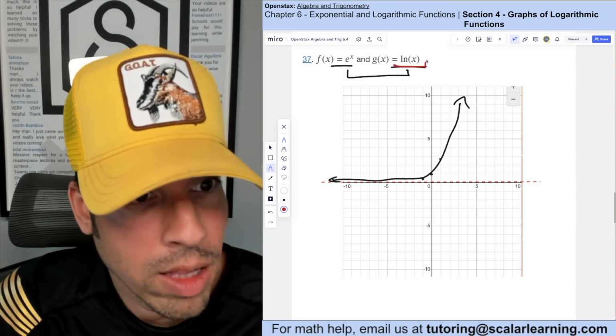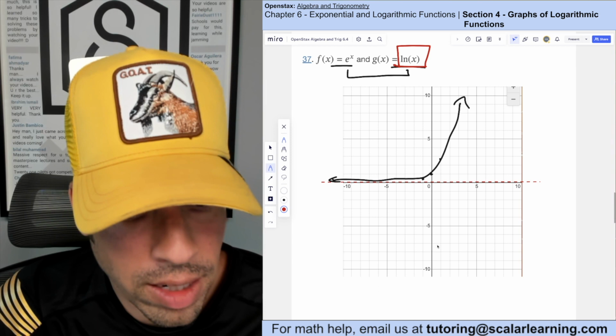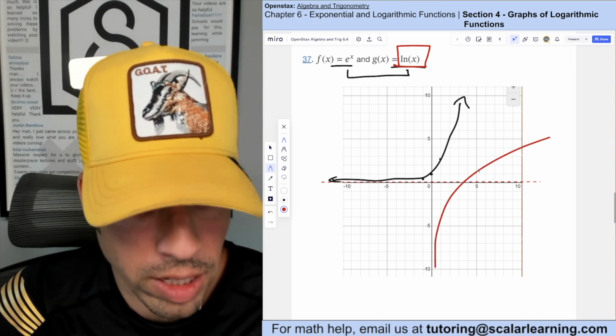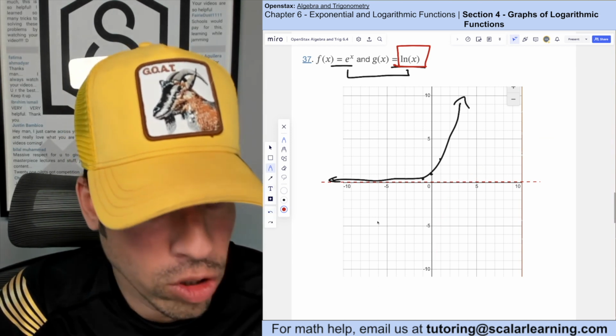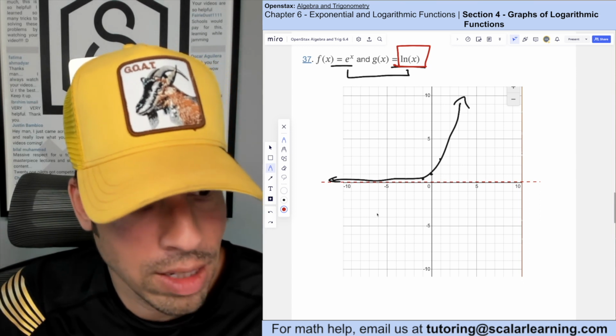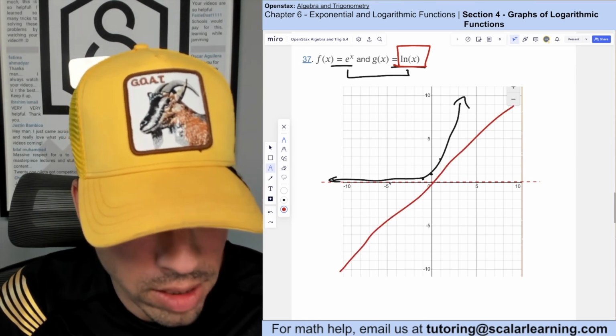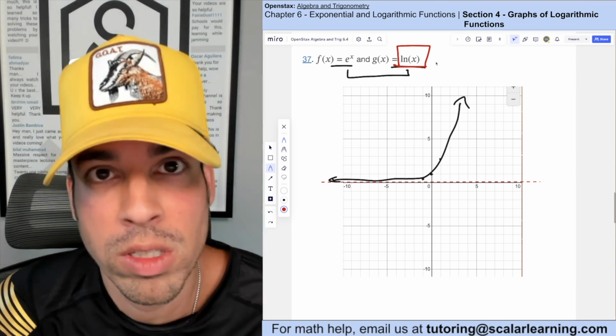Now when we come to ln of x, let's do that in red. Again, a typical logarithmic function is going to look like this. And if we've done it correctly, it should look symmetric to e to the x across the line y equals x, that diagonal line. So let's just plot a couple points.